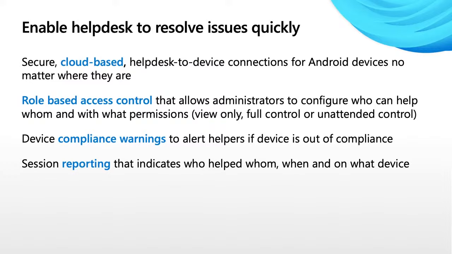Remote Help is a cloud-based solution that enables your help desk team to resolve issues quickly and securely on Android devices, no matter where they're located. It supports Intune role-based access control, which means that administrators can configure who can help whom and with what level of permissions. On Android, you can choose from three different levels of access: view only, full control, or unattended control. This way, you can make sure that the right people have the right level of access to resolve issues on the devices that they're supporting.